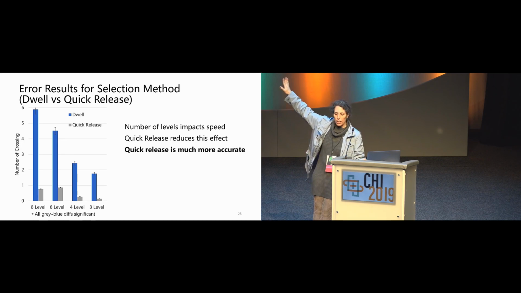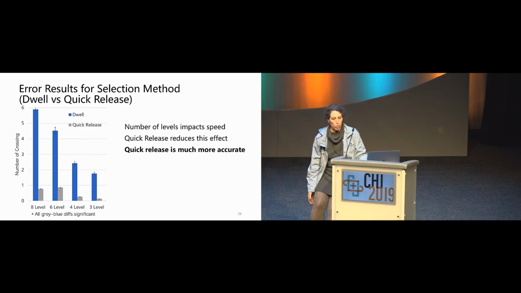So you can see that in the case of dwell, especially with 8 different levels, it was really hard to keep the target selected for the length of time necessary to complete the dwell selection. And we believe that is a strong explanation for why we saw such differences in the target selection time in the dwell case. Whereas with the quick release, on average, they had less than 1 error per selection task. So that's just a more reliable method for doing things.